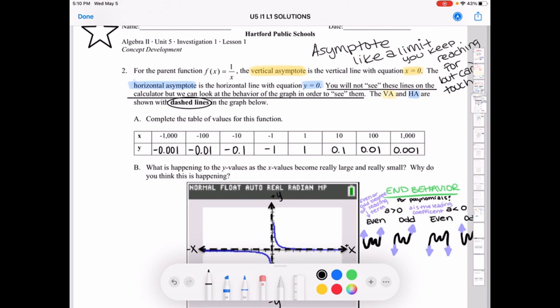On the next page, number 2, we're still working on the same rational function, 1 over x. So there is, in fact, a vertical asymptote, x equals 0, and a horizontal asymptote at y equals 0. So you don't see these lines, but just because of the behavior of the graph, you can see them, and that's why we put a dashed line, right? It's not inclusive of the graph. It's just the barrier. We're just marking the area where the function is just not surpassing, okay? So it's kind of like a limitation.